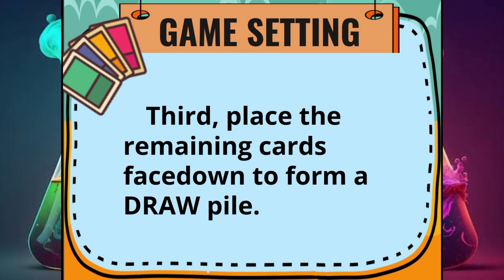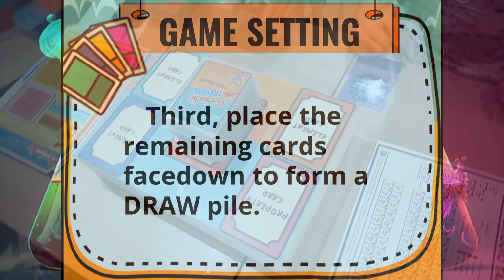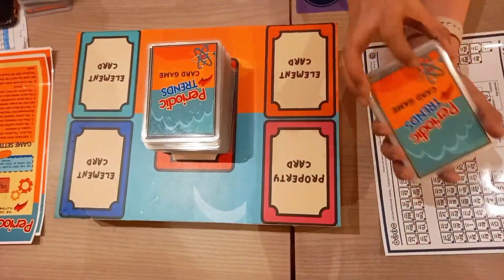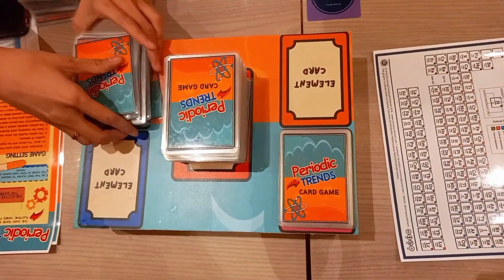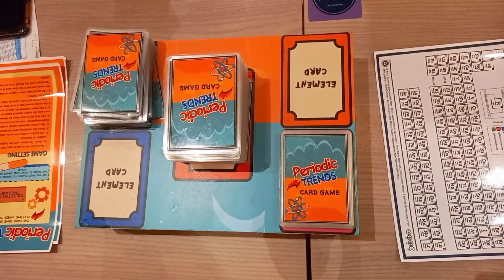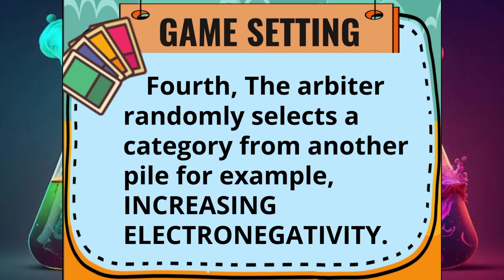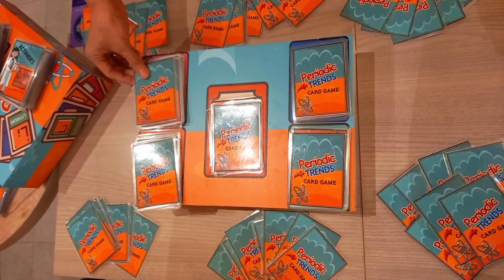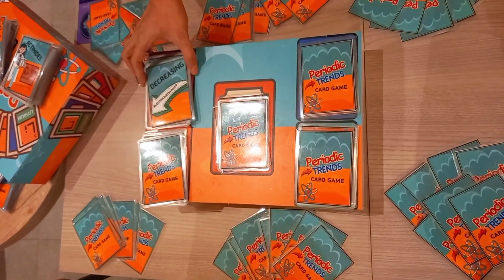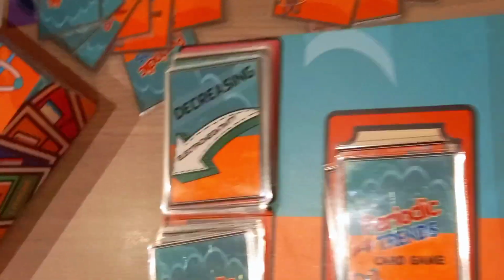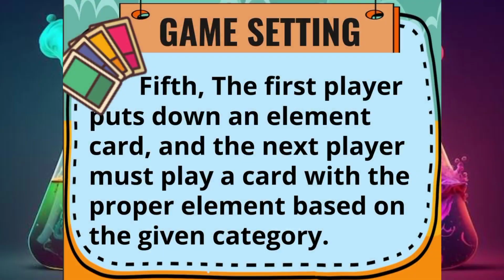Third, place the remaining cards face down to form a draw pile. Fourth, the Arbiter randomly selects a category from another pile, for example, increasing electronegativity that players need to follow. Fifth, the first player puts down an element card, and the next player must play a card with the proper element based on the given category.